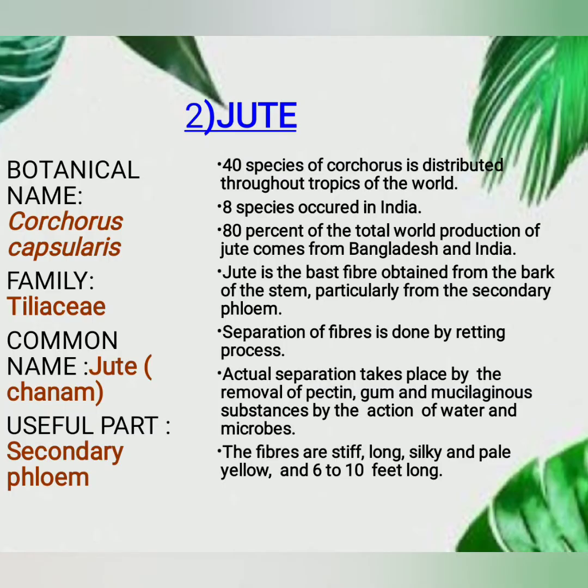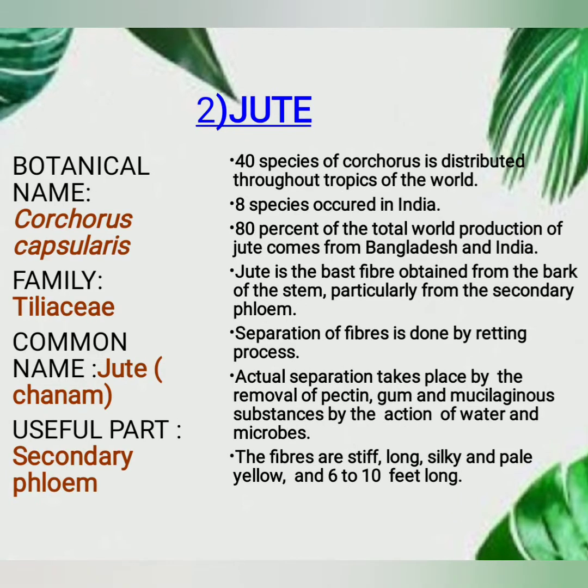The next fiber yielding plant which we are going to discuss is jute. Botanical name of jute is Corchorus capsularis. Family is Tiliaceae. The common name of jute is chanam. Useful part is secondary phloem.